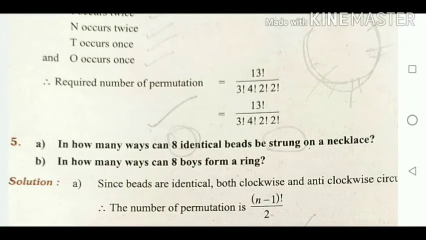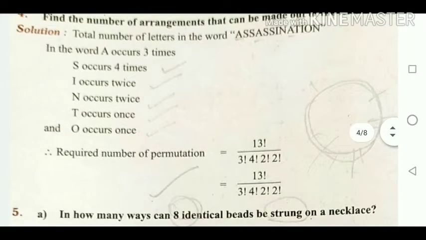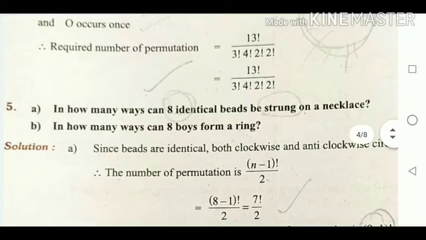So, no need to simplify it. You can stop the answer like this: 13 factorial divided by 3 factorial, 4 factorial, 2 factorial and 2 factorial. This is also an important question. They may give some letters or words, for example, business mathematics. You may write how many letters are there, how many B's are there, how many U's are there, like that, and after that find the answer following these rules.